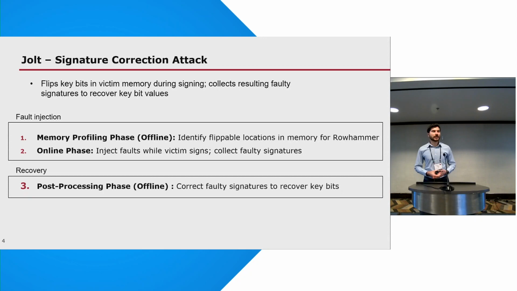In this work, we propose a signature correction attack called Jolt, and it has three main phases. The first phase is the memory profiling phase. Basically, the attacker is running on the machine, and for that, the victim doesn't have to be running. We generate a map of the memory space to identify the flippable locations in the memory. In the online phase, the victim runs the signing operation, for example, of an ECDSA scheme, and the attacker collects the faulty signatures. And finally, in the post-processing phase, the attacker recovers the key bits using the faulty signatures. Next, we will focus on how they do that.